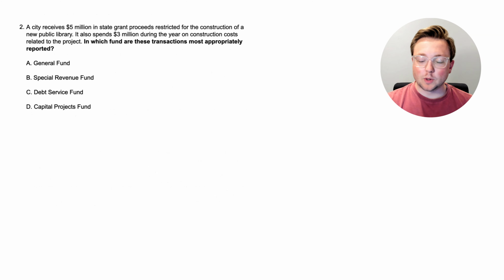All right, here we are at question 2. In which fund are these transactions most appropriately reported? Let's go up to the top. A city receives $5 million in state grant proceeds restricted for the construction of a new public library. It also spends $3 million during the year on construction costs related to the project. So again, in which fund are these transactions most appropriately reported?